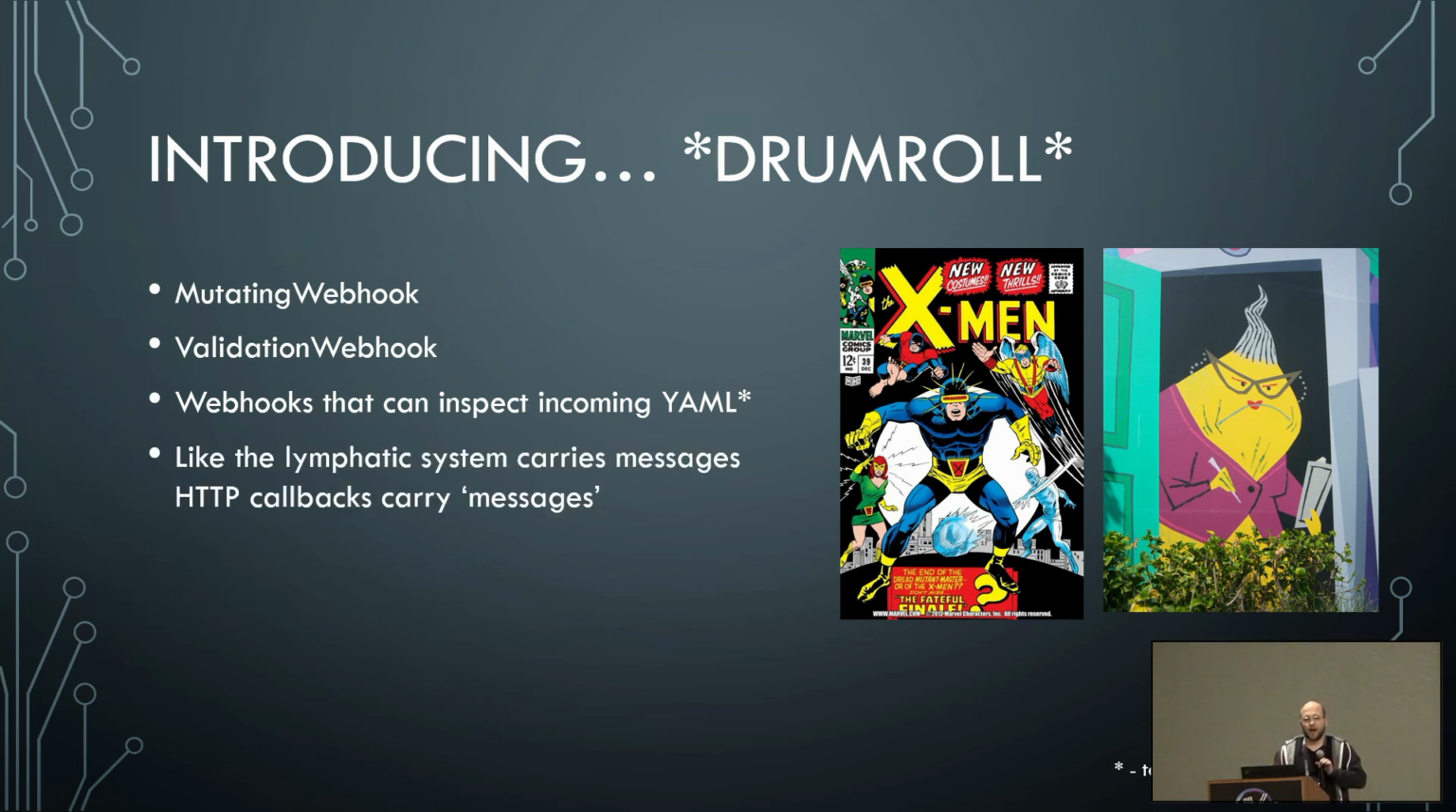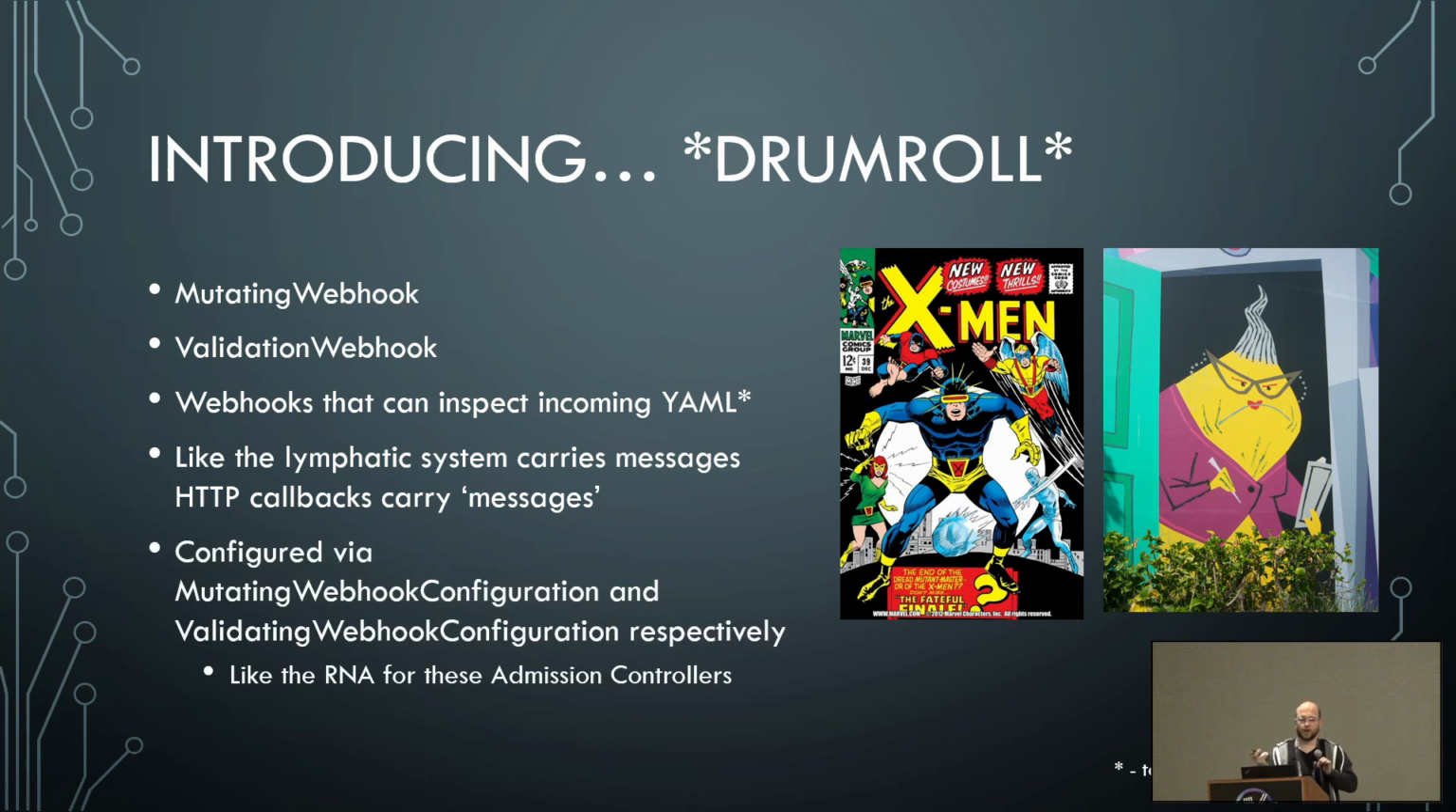And similar to a lymphatic system carrying messages across our bodies, these use HTTP callbacks to carry messages between the API server and the admission controller. They're configured via a mutating webhook configuration and a validating webhook configuration object, respectively. You can think of these as RNA for these special admission controllers.